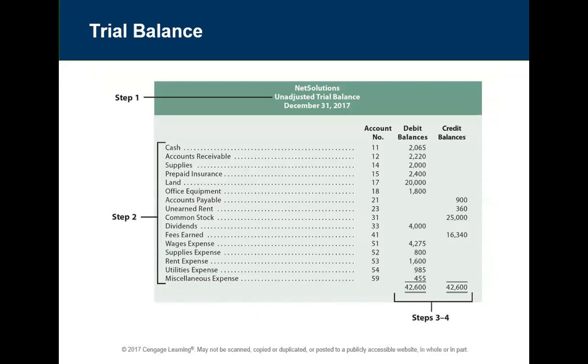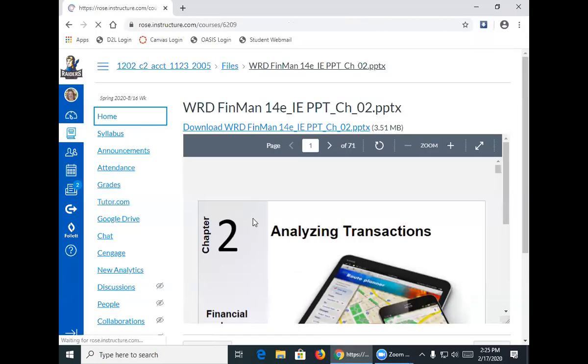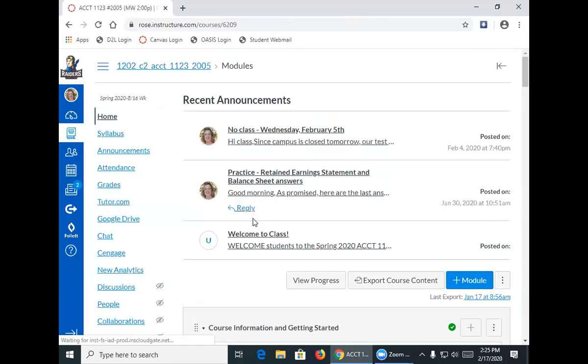Any questions on trial balance? Okay, well, let's go back into our chapter 2 practice. So log into Canvas and go back into your chapter 2 practice.